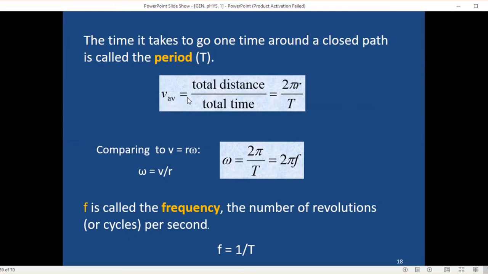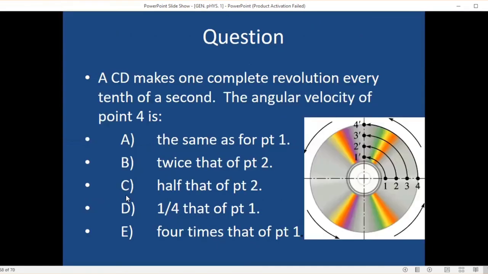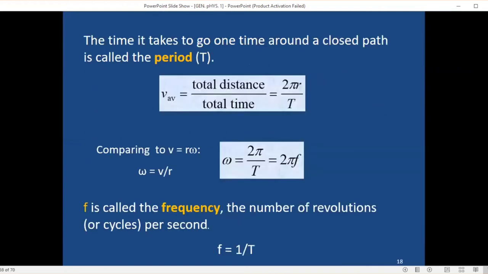the average velocity here is the total distance over total time, or 2 pi r over t, since we're talking about a circular path. Kaya 2 pi r over the time. So kung ang tanong kanina, a city makes one complete revolution every tenth of the second, the angular velocity 0.4 is, so 2 pi r over time. That's the angular velocity.